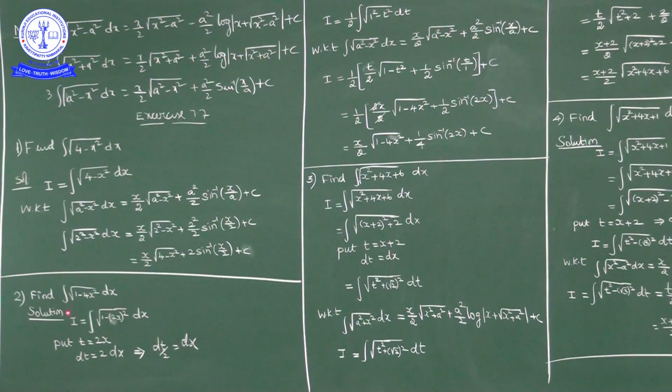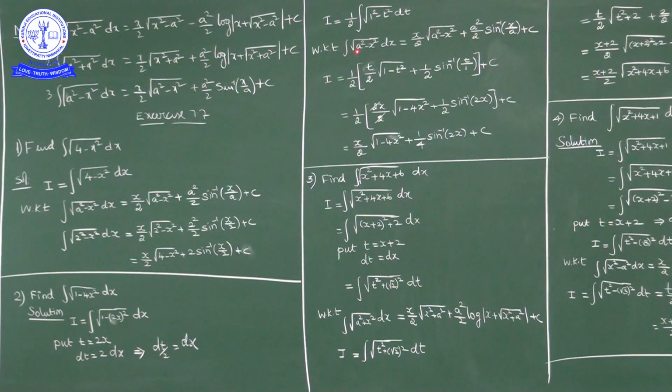So the given integration I reduces to I is equal to the integral of square root of 1 minus t square into, in place of dx, what will we write? dt by 2. So I is equal to 1 by 2 into the integral of square root of 1 minus t square dt. So 1 we can write as 1 square.